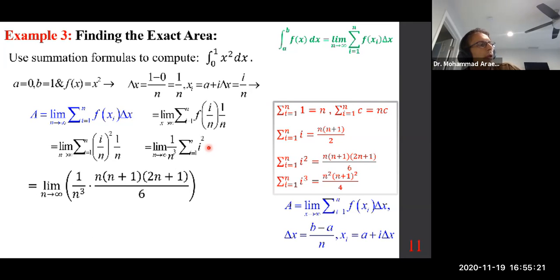Now, what happens next? First, again, I want to make sure we understand what happens here. Right here, this summation is replaced by n times n plus 1 times 2n plus 1 over 6. Now, I'm going to show you how fast you can get to the answer. You don't even have to multiply the top. First of all, the bottom is 6n cubed.